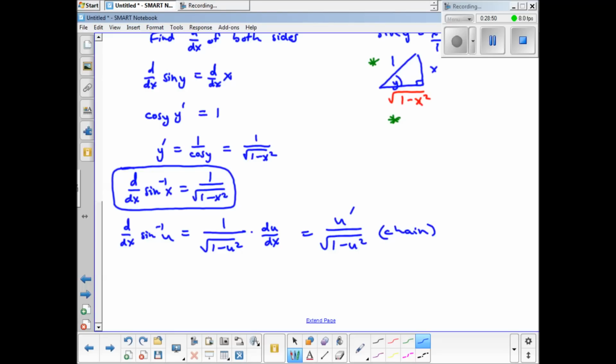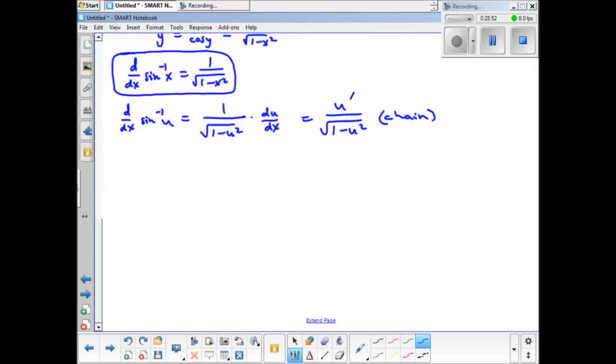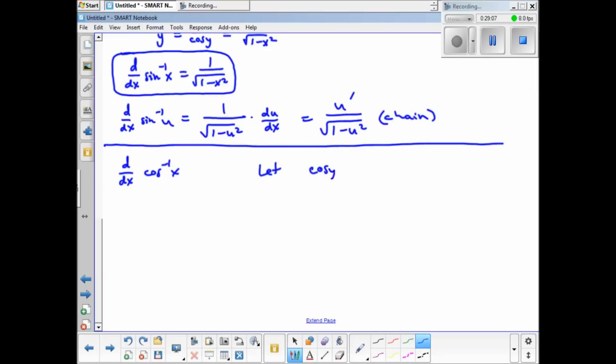Okay, let's take a look at cosine real quick. Cosine inverse. So what is d dx of cosine inverse of x? Well, we let cosine of y equal x, and we take the derivative of both sides, so we get negative sine y times y prime equals 1, y prime equals 1 over negative sine y.